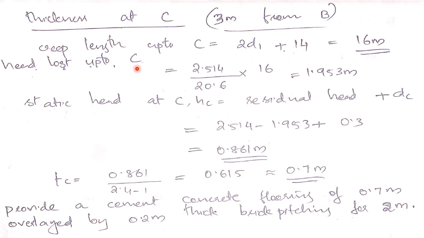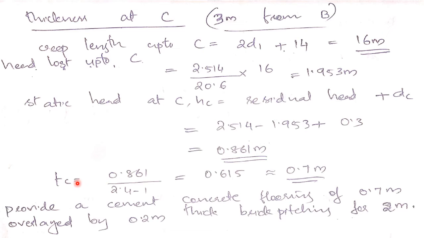Now head lost up to C is equal to hydraulic gradient, that is 2.514 by 20.6, that is H by L, into creep length, that is equal to 1.953 meters. Now static head at C is equal to residual head plus depth of water cushion, that is equal to 2.514 minus 1.953 plus 0.3, that is equal to 0.861 meters.